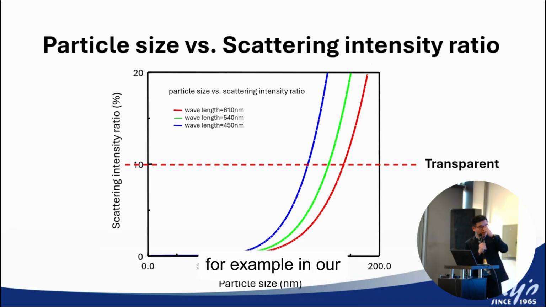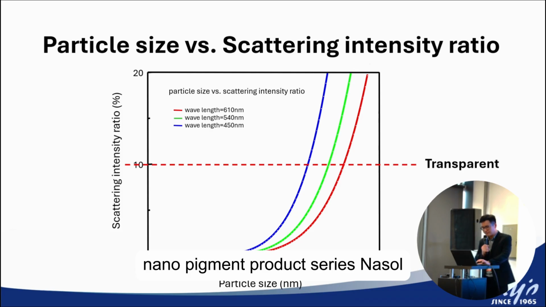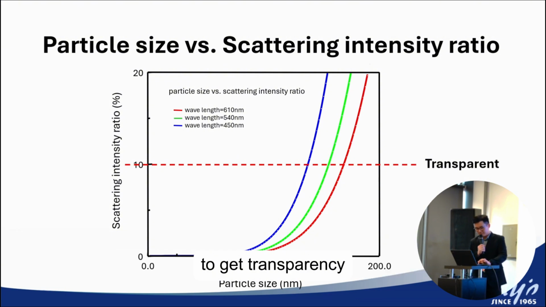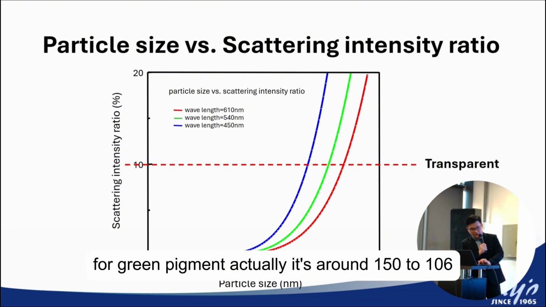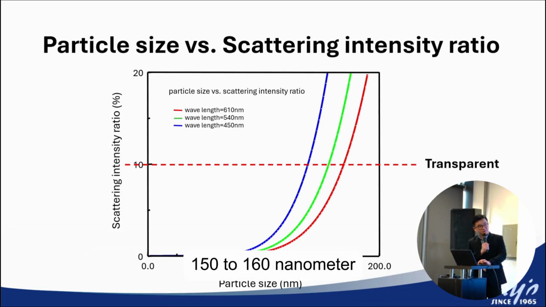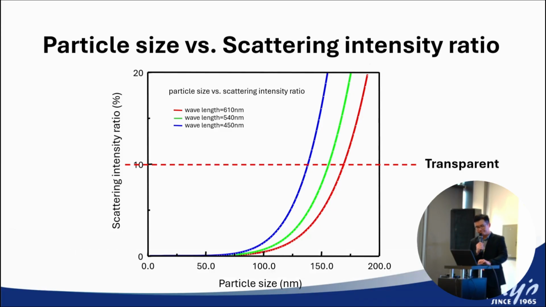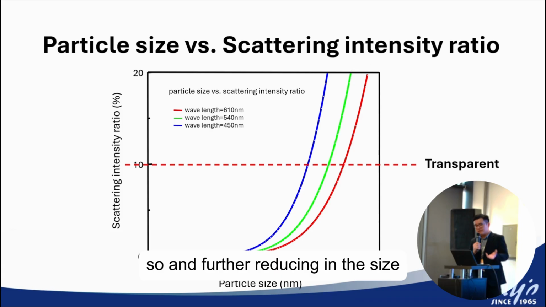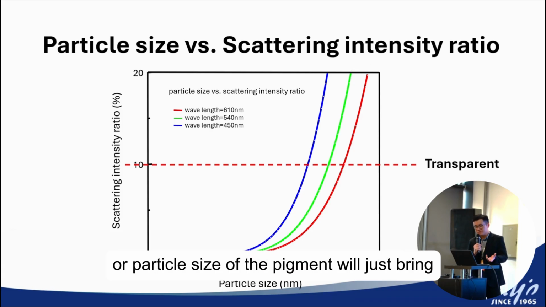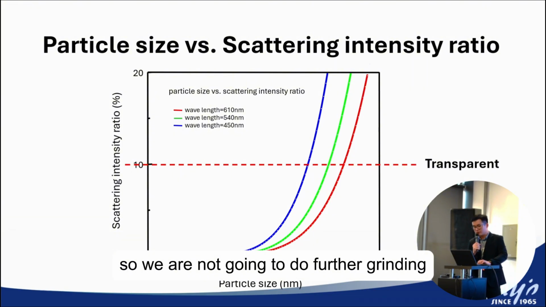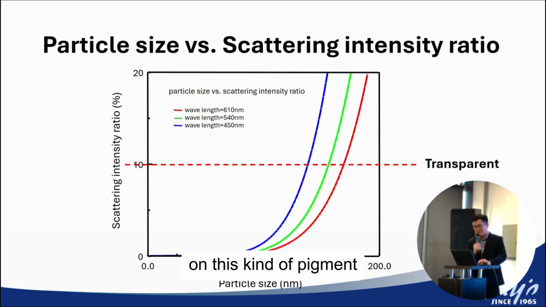For example, in our nano pigment product series, for blue pigment, we usually grind to 130 to 140 nanometer to get the transparency. For green pigment, it's around 150 to 160 nanometer. And for the red pigment, it will be 160 to 170 nanometer. Further reducing the particle size of the pigment will bring little additional benefit and waste energy, so we are not going to do further grinding on these pigments.